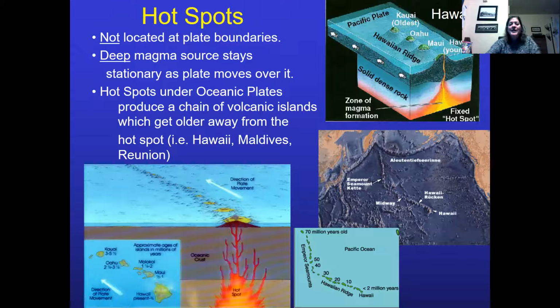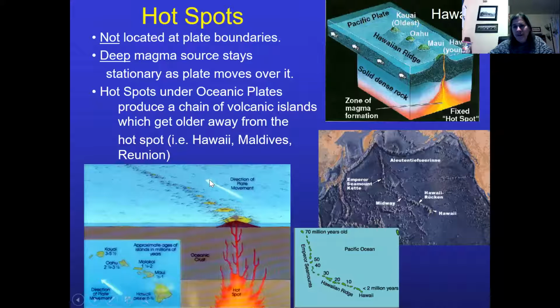Okay, and then the final one is hotspots. They're not located at plate boundaries. You have a deep source from deep within the mantle. We can tell this through things like isotopes and the kinds of lavas that erupt out of hotspots. If you go to Hawaii, the Big Island, like Green Sand Beach, those olivine-rich lavas are deep mantle lavas. And so anyway, when you get them underneath an oceanic plate, you get these nice chains of volcanic islands like Hawaii, like the Maldives.